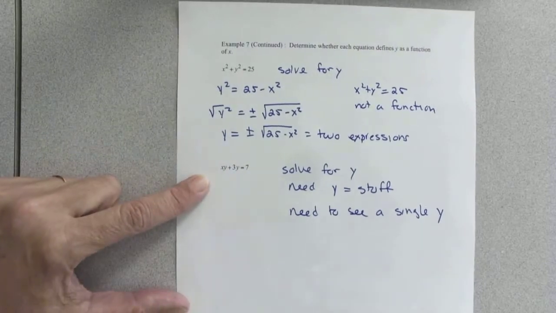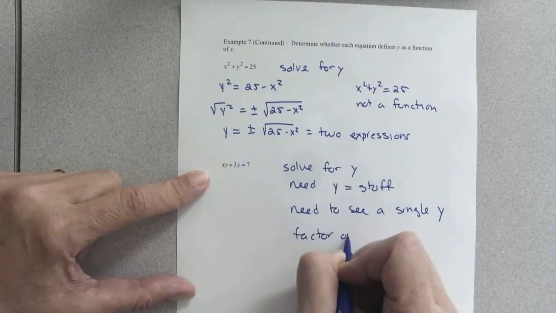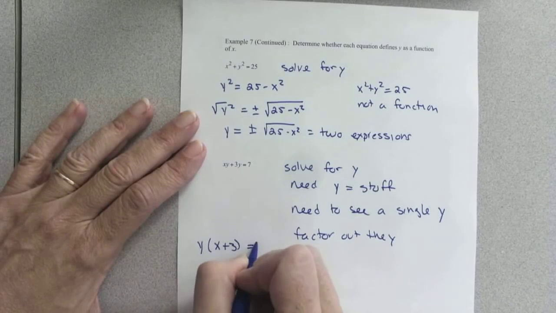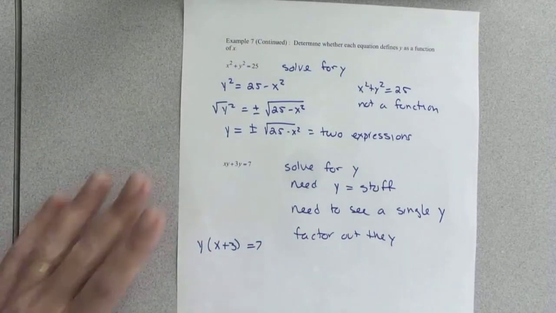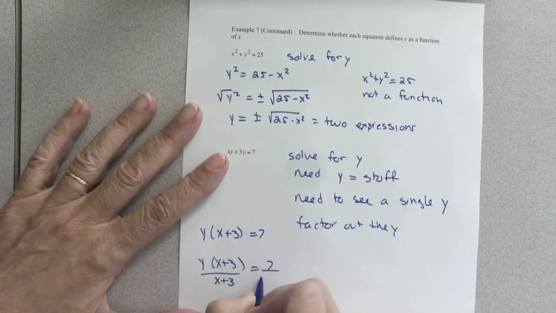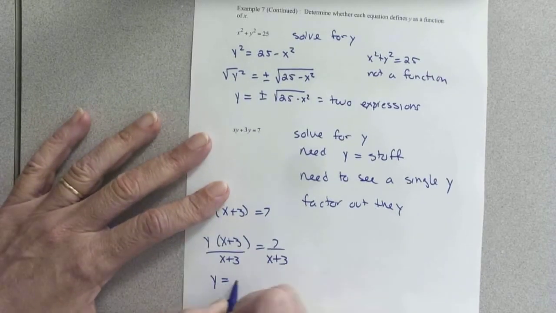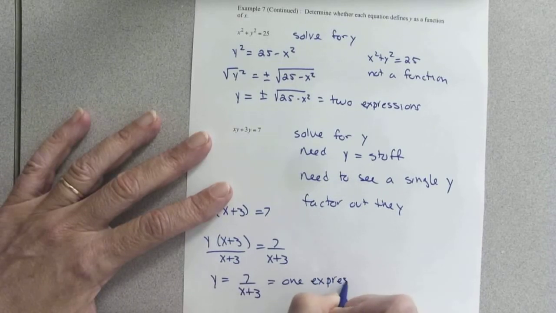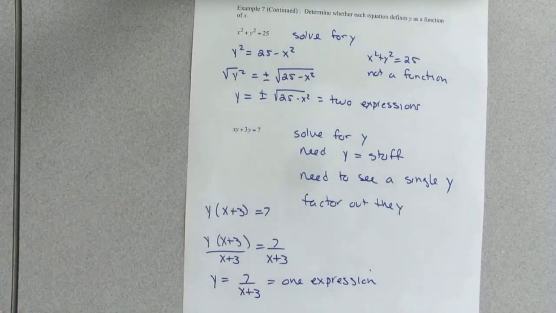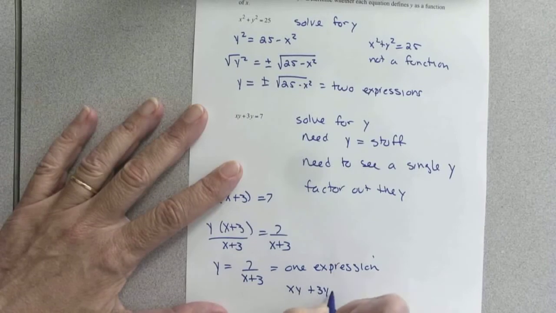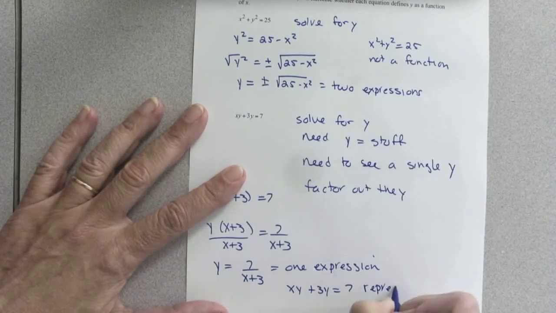And what I can do is factor out the y. And so I'll get y times the quantity x plus 3 equals 7. And then I have to get that y alone. So I can divide both sides by that x plus 3. And so I get y equals 7 over x plus 3, but it's equal to one expression. And because it's equal to one expression, xy plus 3y equals 7 represents a function.